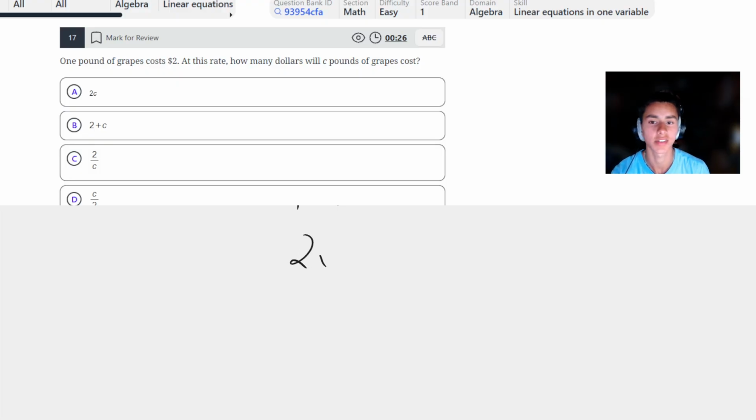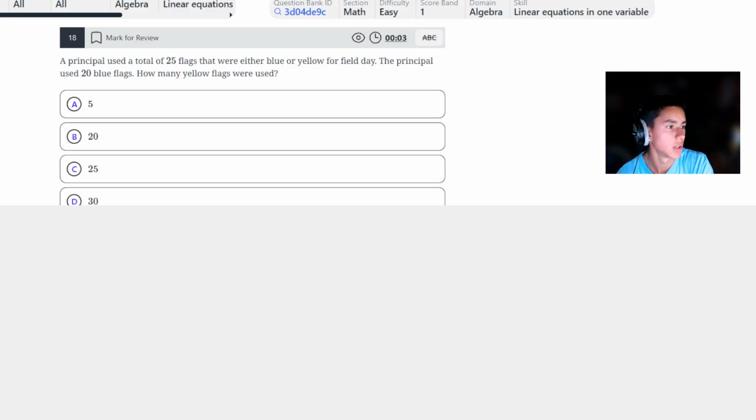This would be the same thing as saying 2x. For every x amount of pounds of grapes we buy, it's $2 per pound. So this would be the same thing as 2c. And we could check this. If we just plug in 1, we get 2. 1 times 2 is 2. So at 1 pound of grapes, we're spending $2, which is the given they give us. This is a really simple question.